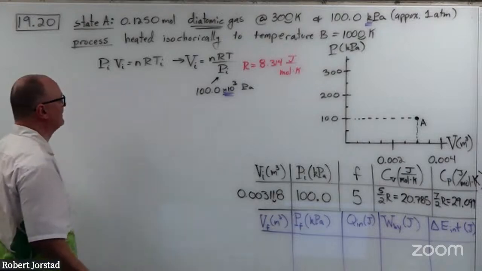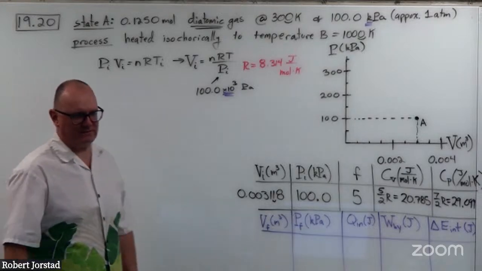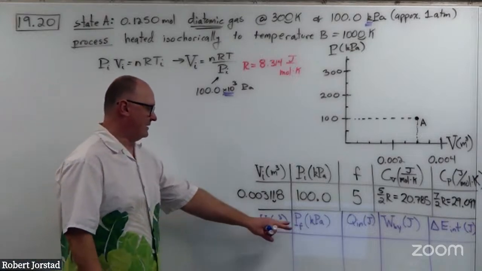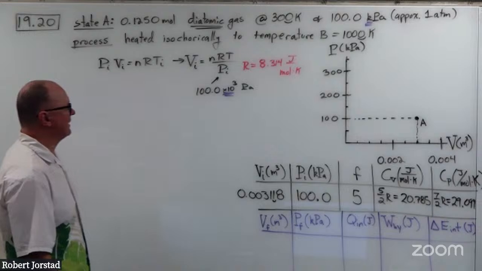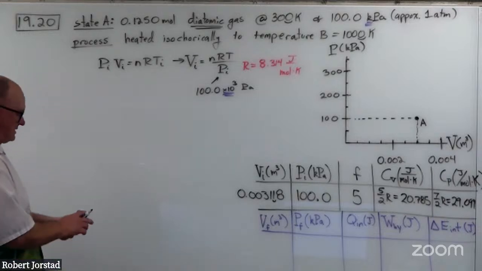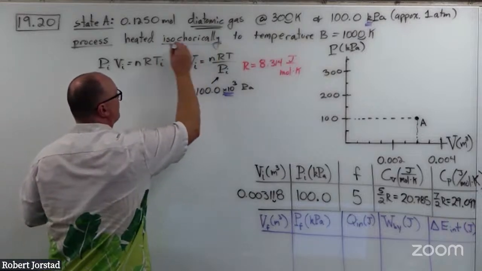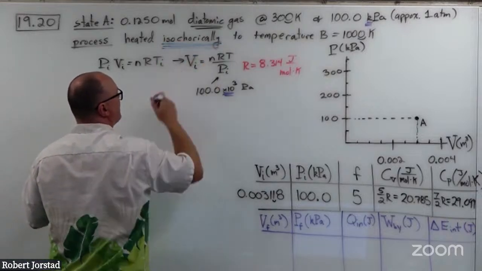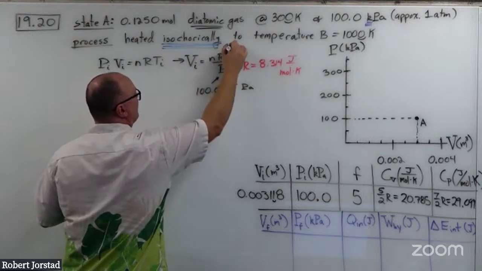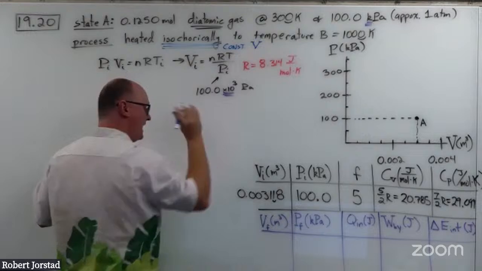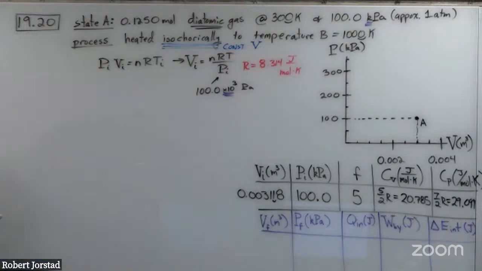Great, moving on. What are we trying to figure out next? V final, P final, stuff like that. All right. Well, let's think. What do we know? Isochorically. What does that mean? Constant volume. Aha! We know V final already. Sweet.